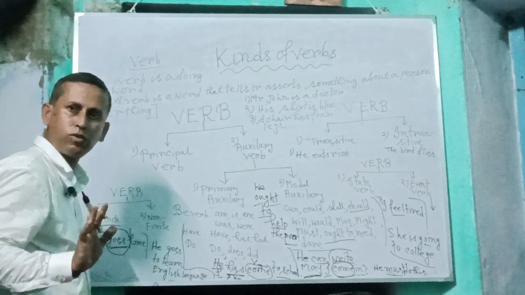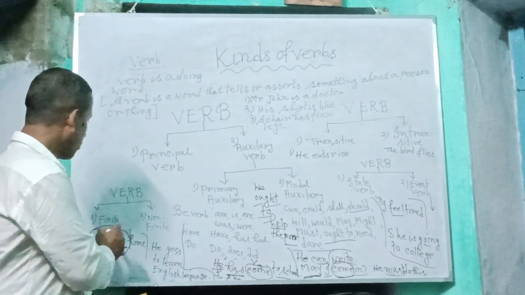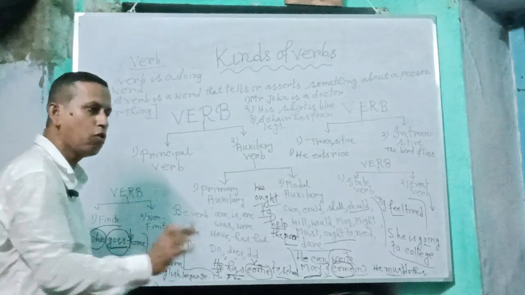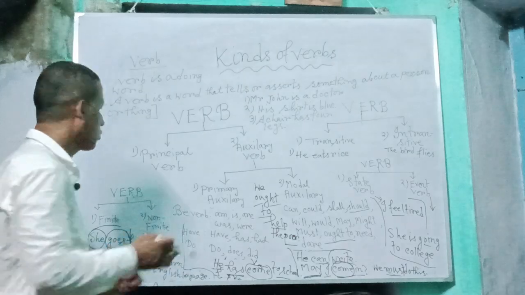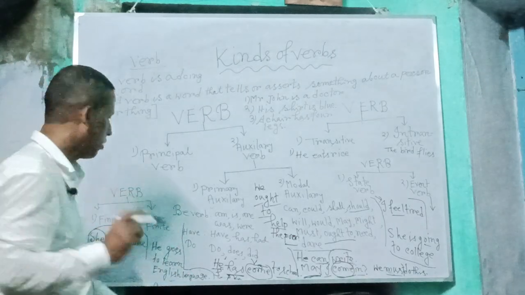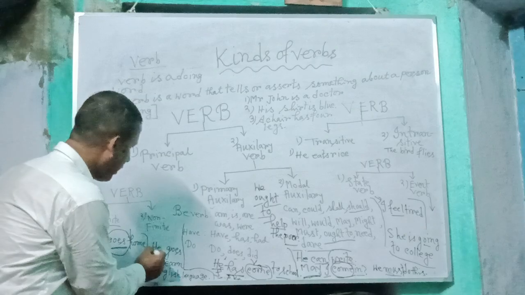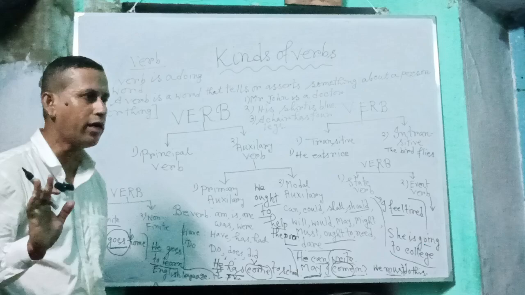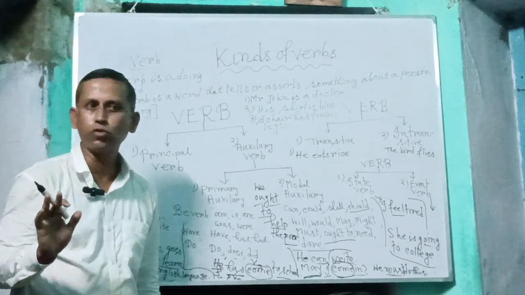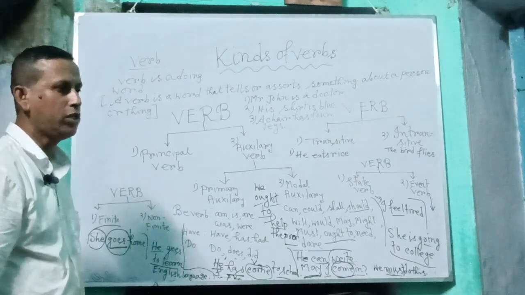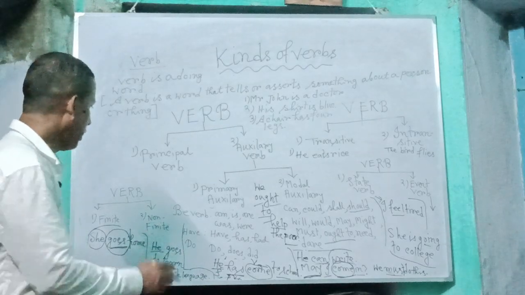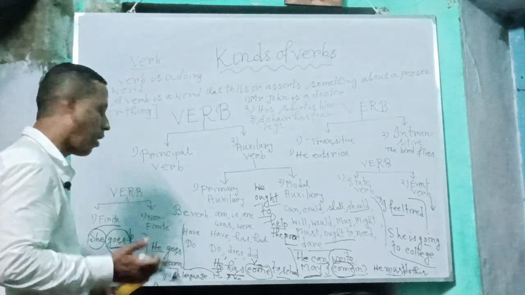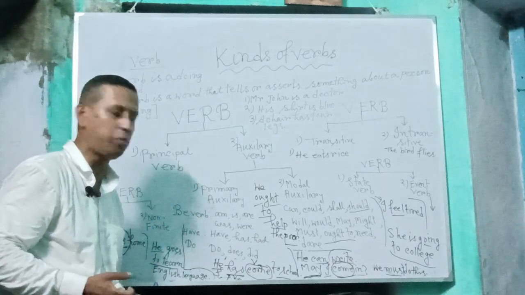And the non-finite. What is the definition? Non-finite: according to the person and number, the subject and the verb, there is no complete meaning. The meaning is incomplete. So, non-finite verb. What is the example? "He to learn." Is it meaningful? Is "he to learn" a sentence? Yes or no? No. Why? Because the meaning is incomplete.